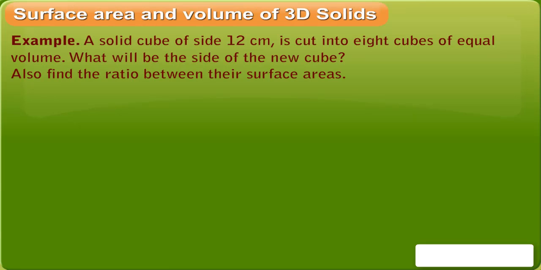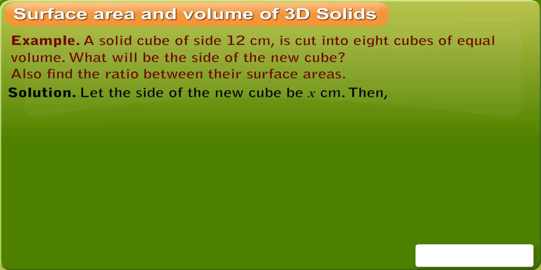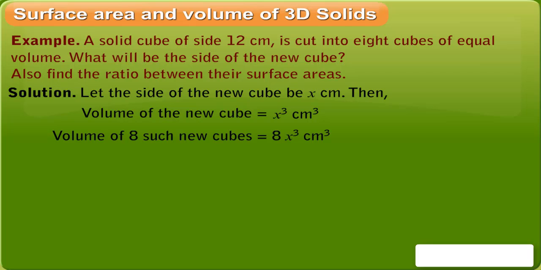Let's take the next example. A solid cube of side 12 cm is cut into 8 cubes of equal volume. What will be the side of the new cube? Also find the ratio between their surface areas. Let's solve this. Let the side of the new cube be x centimeters. Then, volume of the new cube is equal to x cube centimeter cube. Volume of 8 such new cubes is equal to 8x cube centimeter cube.